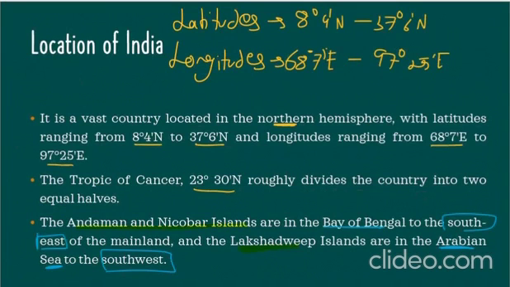So we studied the location. India is in the northern hemisphere. The latitudes are 8 degrees 4 minutes north to 37 degrees 6 minutes north, correct? And longitudes are 68 degrees 7 minutes east to 97 degrees 25 minutes east. The Tropic of Cancer divides India into roughly two equal halves. Next, the Andaman and Nicobar Islands are in the southeast, and the Lakshadweep Islands are in the southwest.